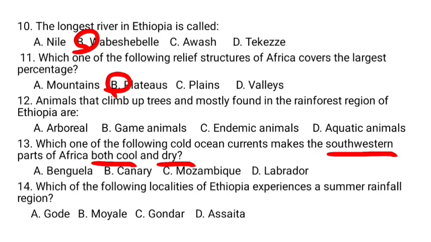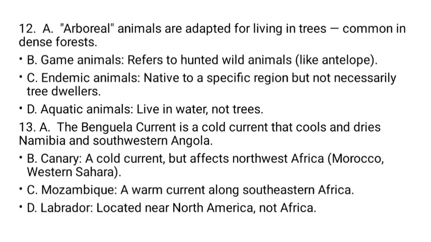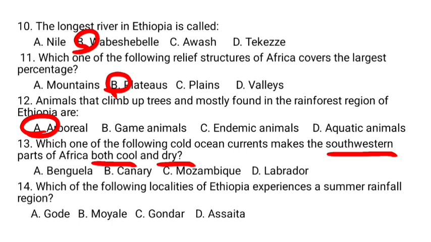Animals that climb up trees and are mostly found in the equatorial rainforest region of Ethiopia are known as arboreal animals. These animals are adapted for living in trees, common in dense forests. But game animals refers to hunted wild animals like antelope. Endemic animals are native to specific regions, but they are not necessarily tree dwellers. And also, aquatic animals live in water, not on trees. For this reason, B, C, D are not the answer, but A is the correct answer.